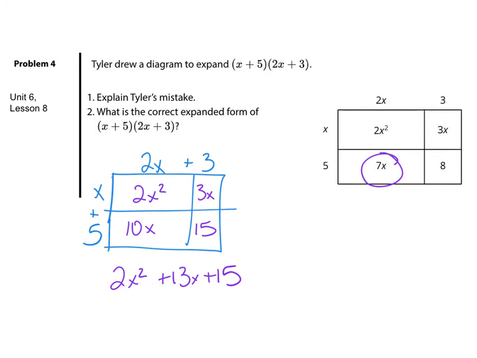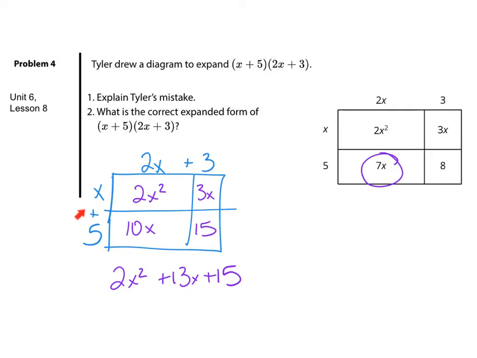Number 4, explain Tyler's mistake. Tyler's mistake happens right here. 2x times 5 should be 10x. It looked like he tried adding 2 plus 5, but these are not like terms, so we need to multiply and get 10x. So to do that correctly, I did it with the diagram here.